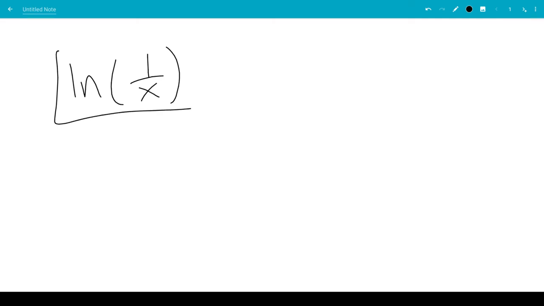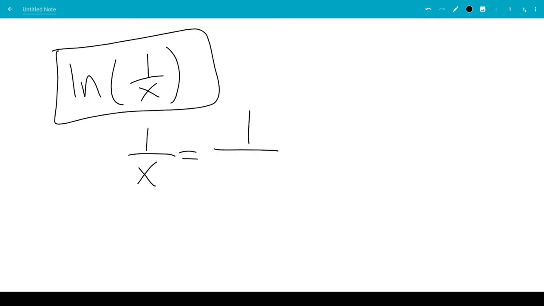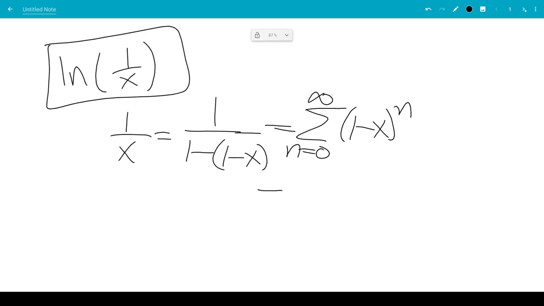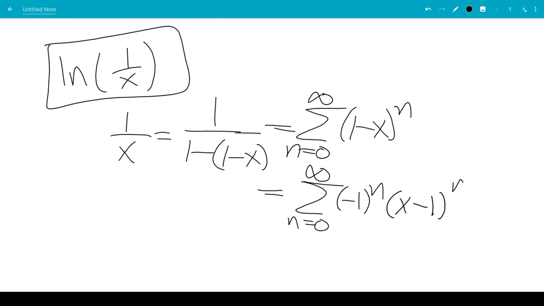In this video, we're going to find a power series for ln of 1 over x. So we know that 1 over x is the same thing as writing 1 over 1 minus (1 minus x). And this will be equal to the sum as n equals 0 to infinity of (1 minus x) to the n. This is also the sum as n equals 0 to infinity. Take the negative 1 to the n out, leaving us with (x minus 1) to the n.